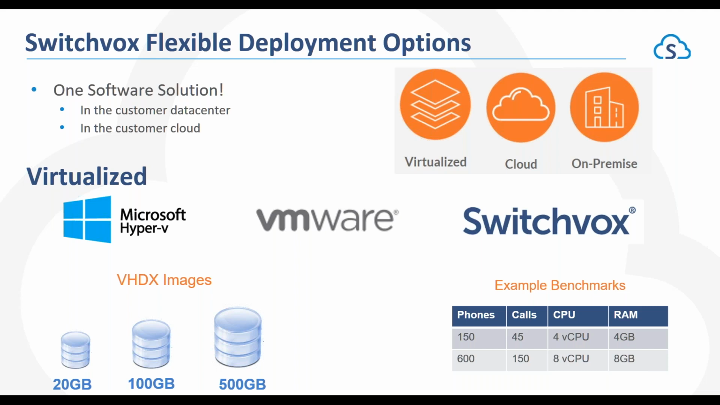Here are some example benchmarks. You can run 150 extensions, supporting up to 45 simultaneous calls on 4 virtual CPUs and 4 GB RAM. Or you can have higher resources like 8 GB RAM and 8 virtual CPUs, where simultaneous call capacity will be 150 calls, and you can use it for up to 600 users. And as you increase the resources, you can go up to 1,000 users with Switchbox.